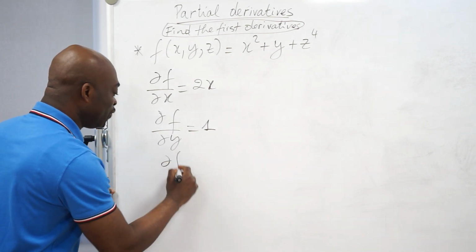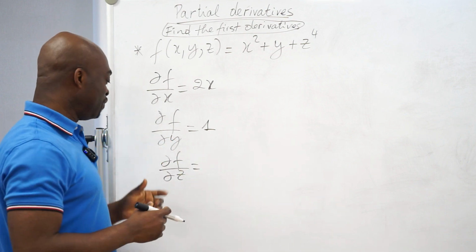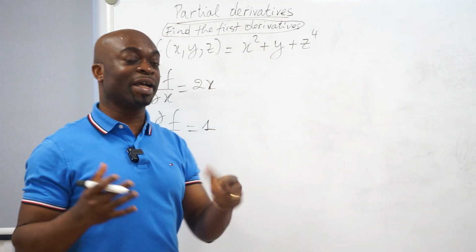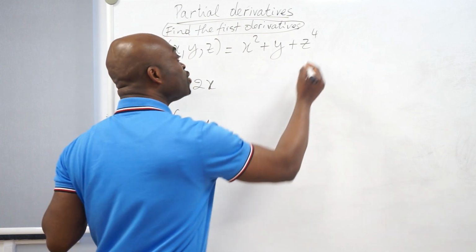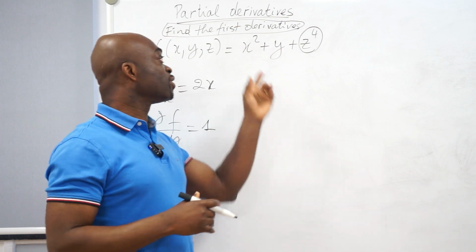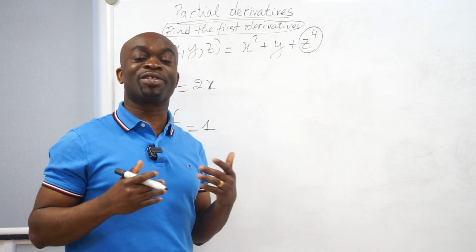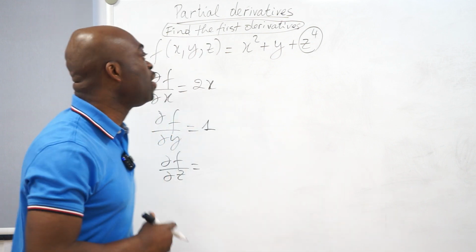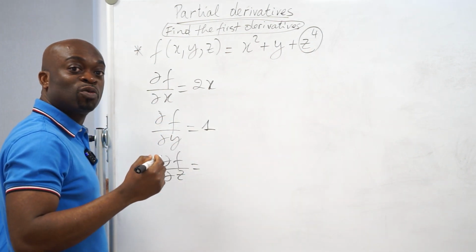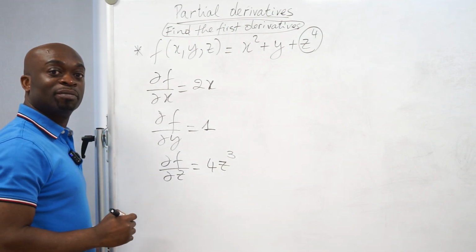Then, for the third one, what is the partial derivative of f with respect to z? Again, z becomes our target, which is z to the fourth power. Now, what do we have to treat as constant? x squared becomes a constant, and the derivative of that is 0. And y also is a constant, and the derivative of that is also 0. Then what's the derivative of z to the fourth power? That will give us 4z to the third power.